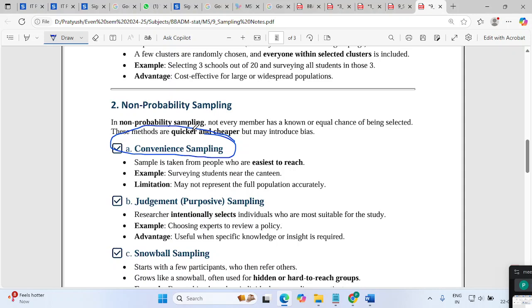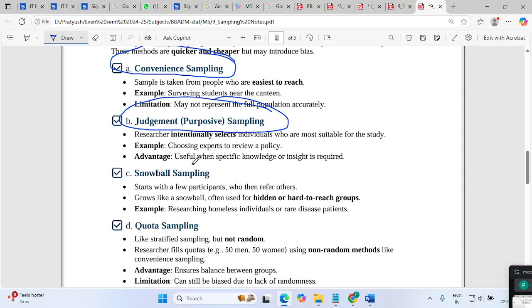Similarly, judgment sampling is that sampling where you make a judgment instead of going to random people. You go to those people you have judged. You think that maybe children are high consumers of chocolate, so maybe I should only go to children. So that is your judgment. You are not going to a random population. So that is a form of judgment sampling.